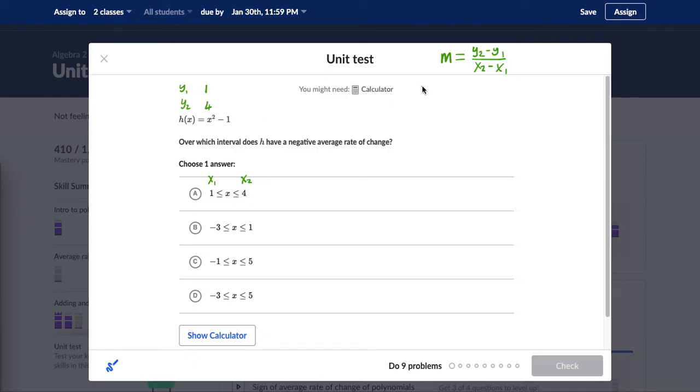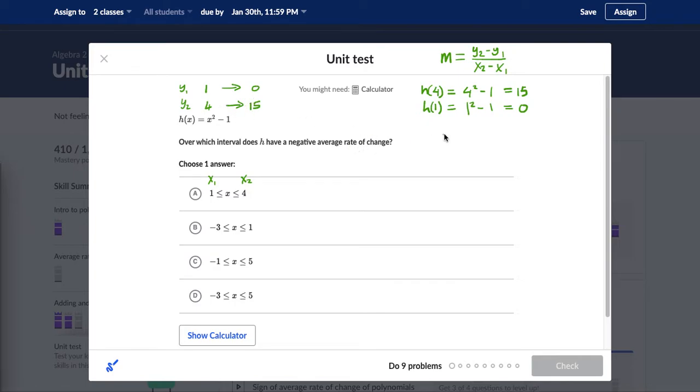So let's say h of 4 is equal to 4 squared minus 1. Well, that's 16 minus 1, which is 15. And then we go with h of 1. And h of 1 is 1 squared minus 1, which is just 1 minus 1, which is 0. Okay? So what we have here now is y2 is 15, and y1 is 0.